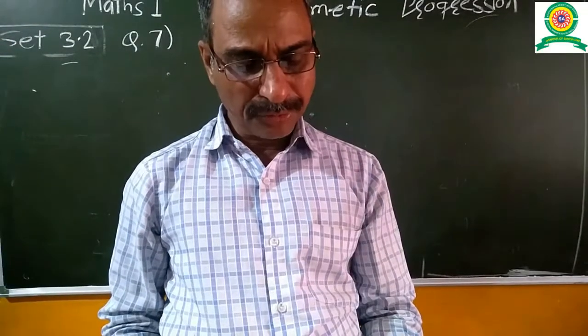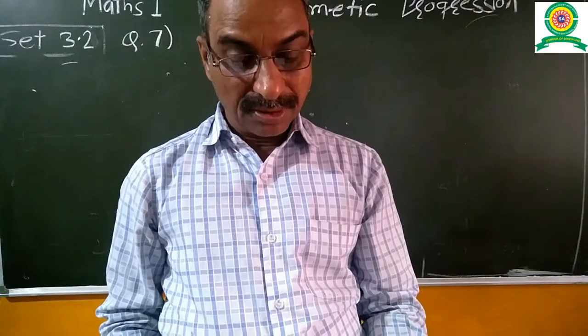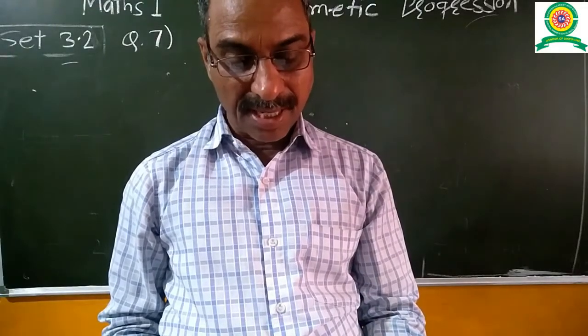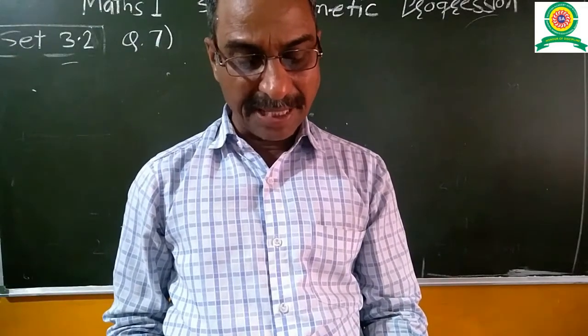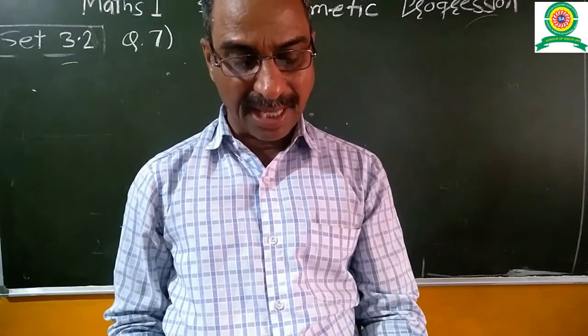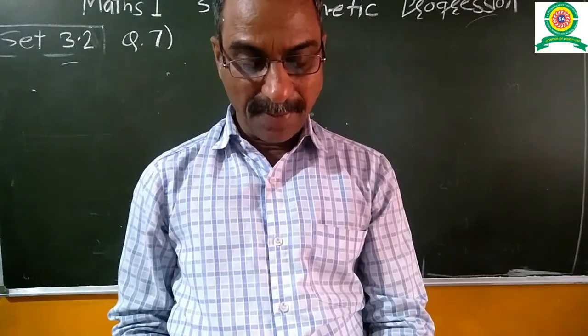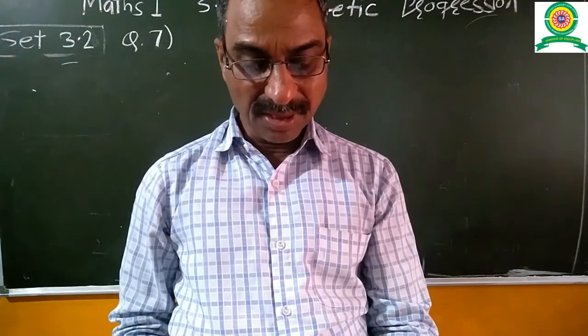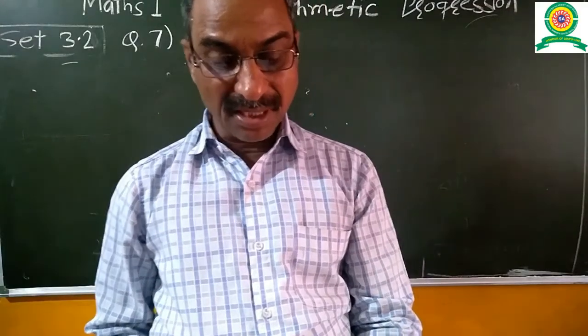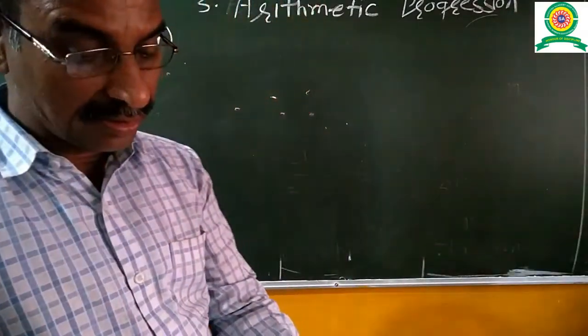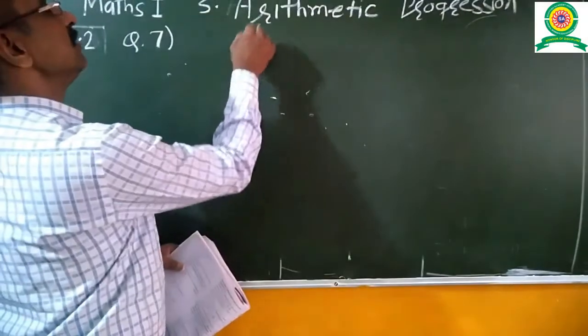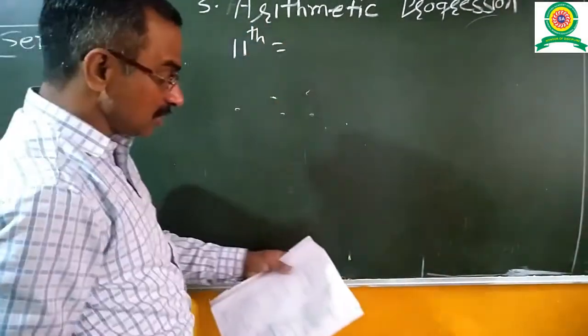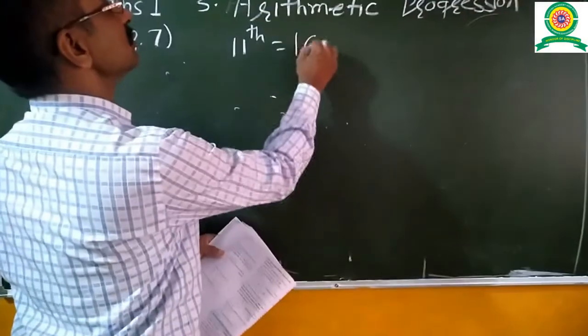We are going to question number 7. The 11th term and the 21st term of an AP are 16 and 29 respectively. Find out the 41st term of an AP. Means the 11th term is given. What is the 11th term given? Is equal to what? 16.